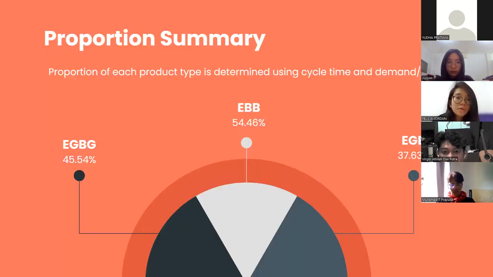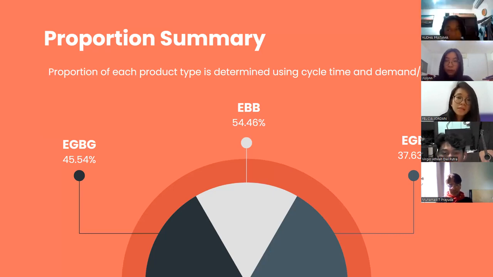So here we have the proportion summary, which is the proportion of each product type, and we determine this using the cycle time and demand per hour. The majority of the demand is the EBV at 54.46%, followed by the EGBG product at 45.54%, and the EGB, which is the least, at 37.63%.